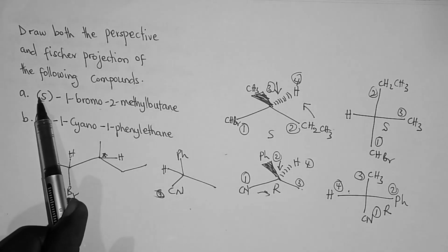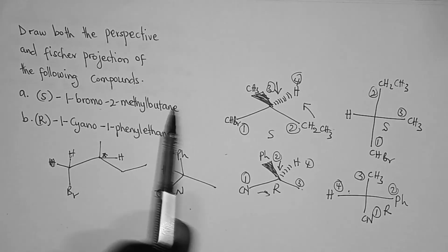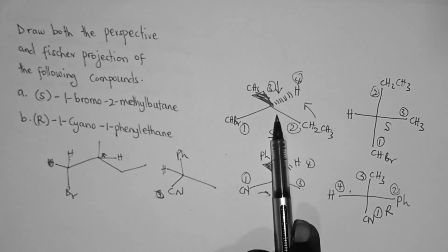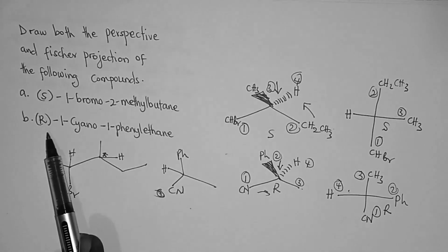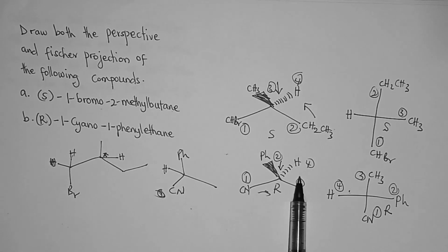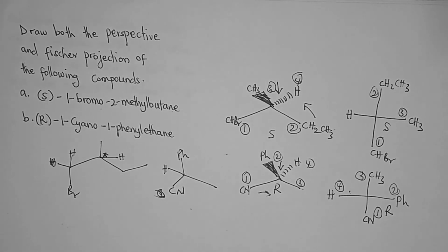So the question says we should draw S-1-bromo-2-methylbutane, and that's what we've drawn. The perspective and the Fischer, and the same for R-1-cyano-1-phenylethane. So this is the perspective, and this is also the Fischer projection.